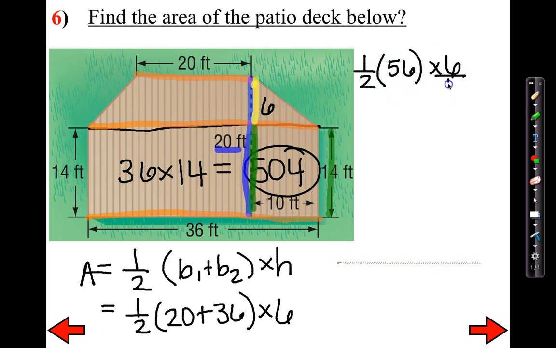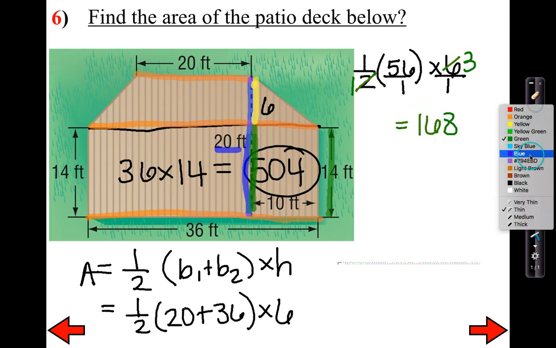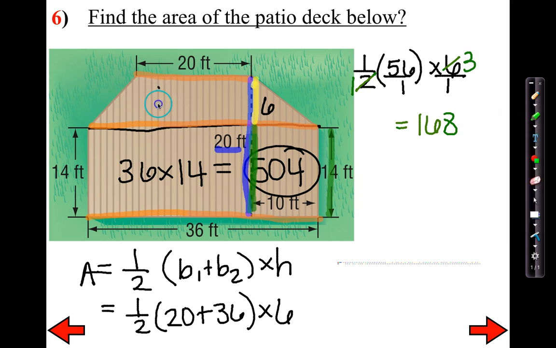If you want, you can kind of do this so you can cross cancel. You could have cross cancel with the 56 or the 6. 6 is just easier for me, so that's what I'm going to choose. Cross cancel by 2. If I multiply 56 times 3, I'm going to get a total of 168. So that would be the area of the trapezoid here.